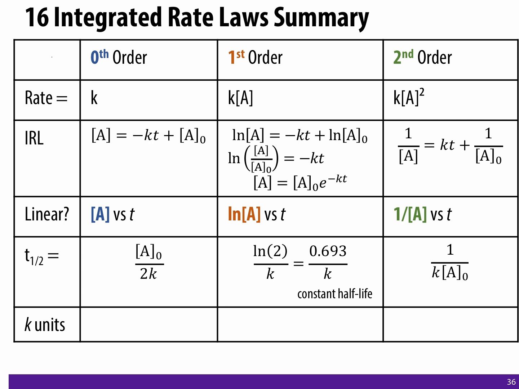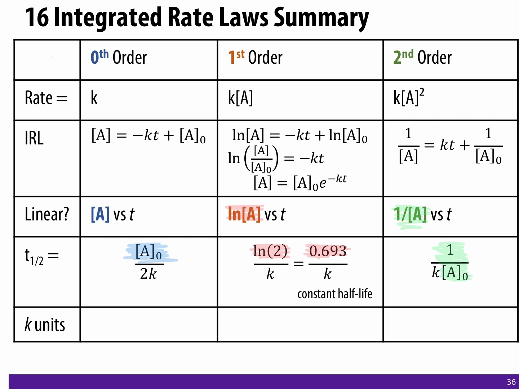And again, if you look at them carefully, you can see that the half-life that has A on top here is the 0th order half-life. The 1st order is the one that is ln of A versus T, so it's the one that has ln of 2, or 0.693, in it. That's also a constant half-life, something you might want to really remember because it does come up quite a bit. 1 over A versus T is 2nd order, so the half-life equation that has 1 over A in it is the 2nd order half-life.